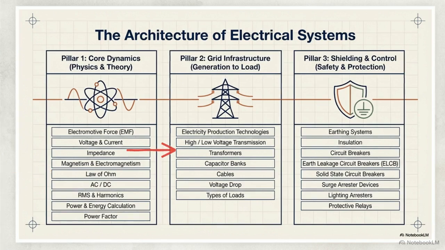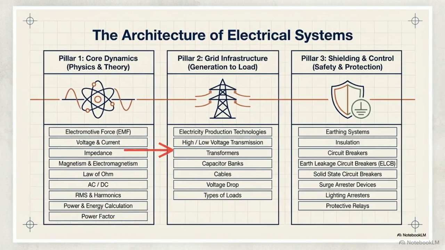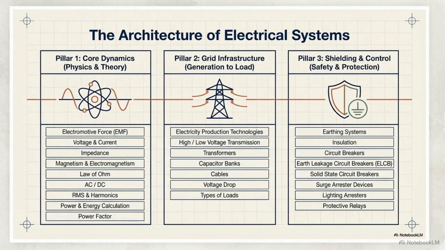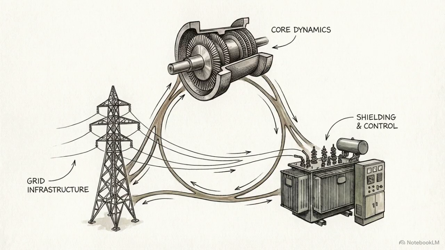Pillar 2 is grid infrastructure. This covers the macro-scale hardware, the transformers, cables, and capacitor banks, required to generate power and move it to a load. Pillar 3 is shielding and control. These are the active safety mechanisms, such as earthing systems and circuit breakers, that prevent the kinetic energy of the grid from destroying the physical hardware. Engineering clarity comes from observing how these three pillars interact continuously to orchestrate the modern power grid.